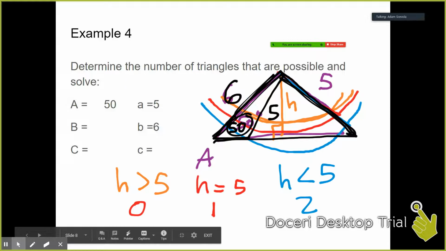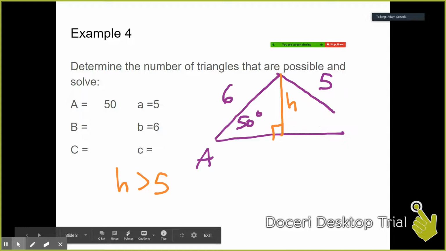So now we have to find the height. We're going to have to do SOHCAHTOA. So I'm going to have to go on my calculator now and do the sine of 50 is equal to h over 6, and then solve that.